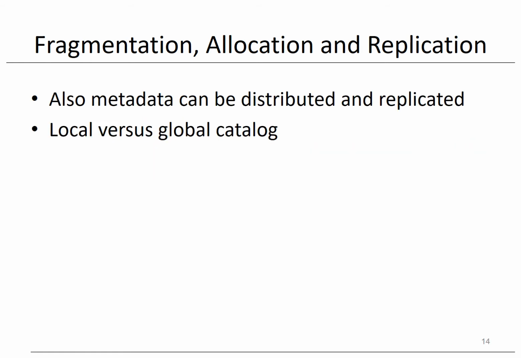Similar decisions as the ones on the distribution and replication of the actual data need to be made with respect to the metadata. Will all metadata be centralized in a single catalog, or will the metadata be fragmented and allocated to, for example, the nodes that contain the data described by the metadata? Also, there is the question of whether some metadata must be replicated, for example in a setup with both local catalogs and a global catalog.